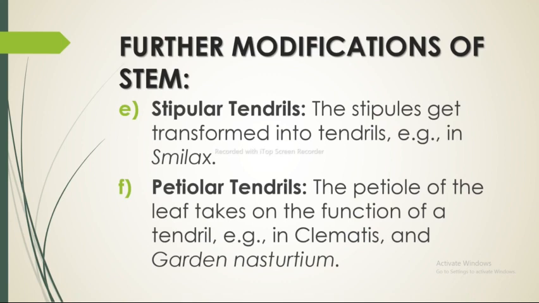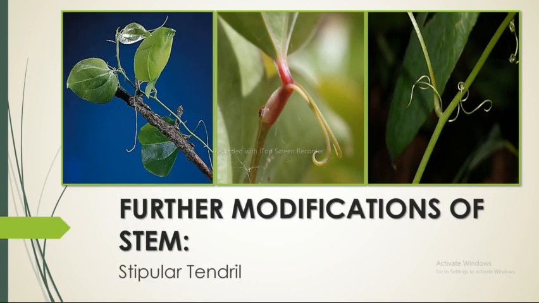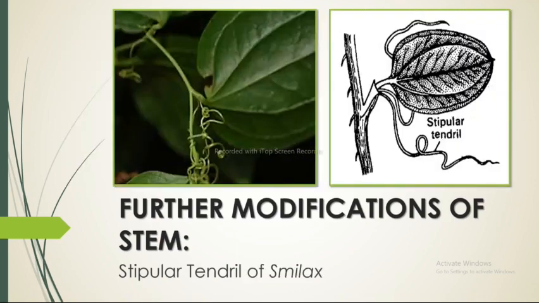Next is petiolar tendrils. The petiole of the leaf takes on the function of a tendril, for example, in the Clematis and garden nasturtium. So this is the stipular tendril of the further modifications of stem as shown in the figure. So this is the stipular tendril of the Smilax as shown in the figure.